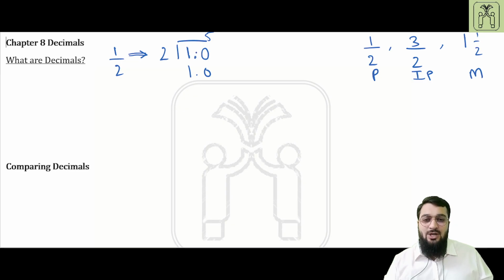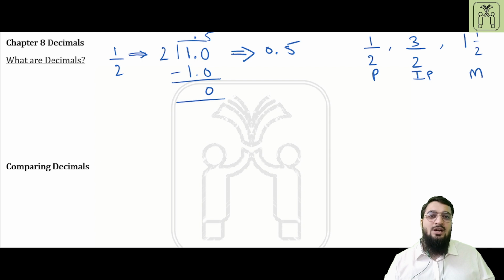And since the point is over here, we will mention the point over here. And then we will subtract 10 minus 10, and that will give us 0. Or you can say 1.0 minus 1.0, and that will give us 0. So the answer of dividing 1 upon 2 will give us 0.5.